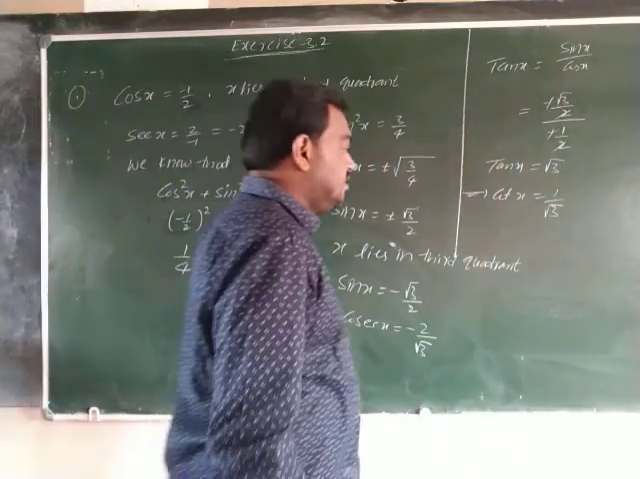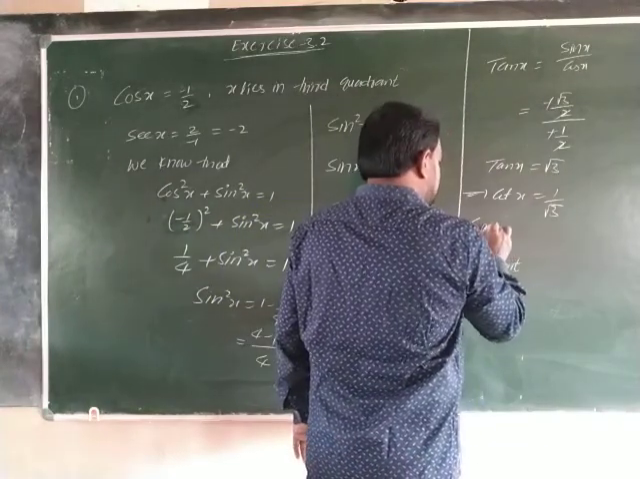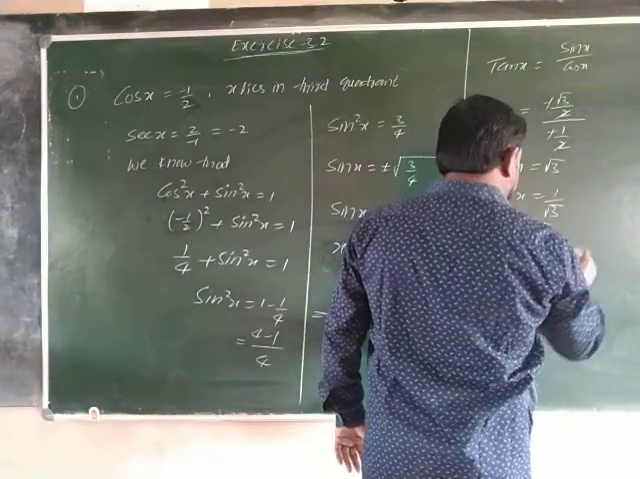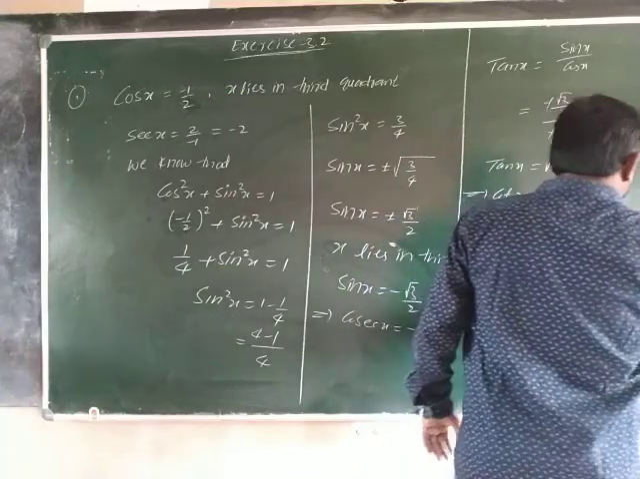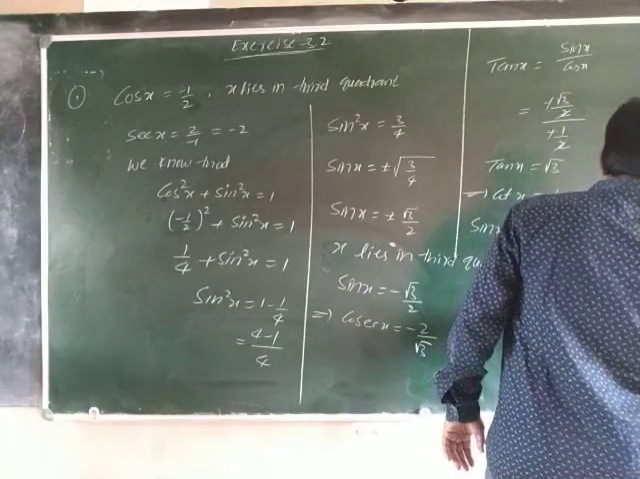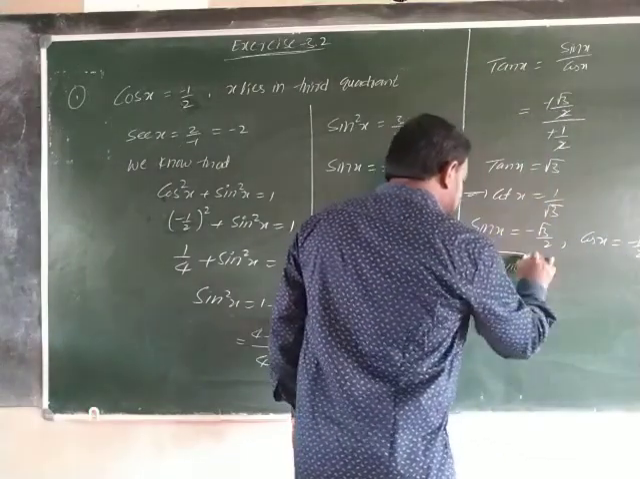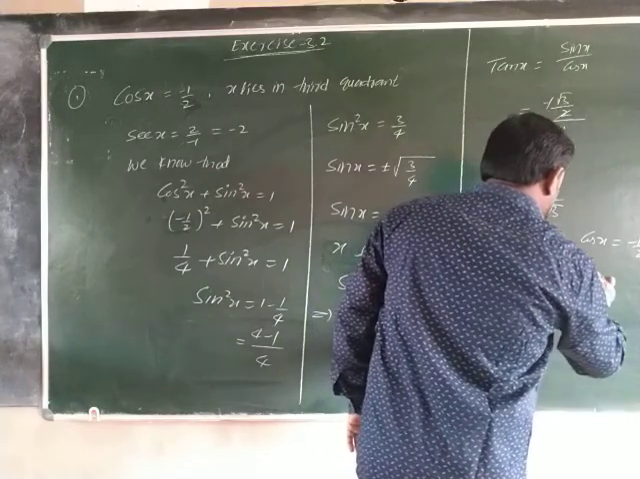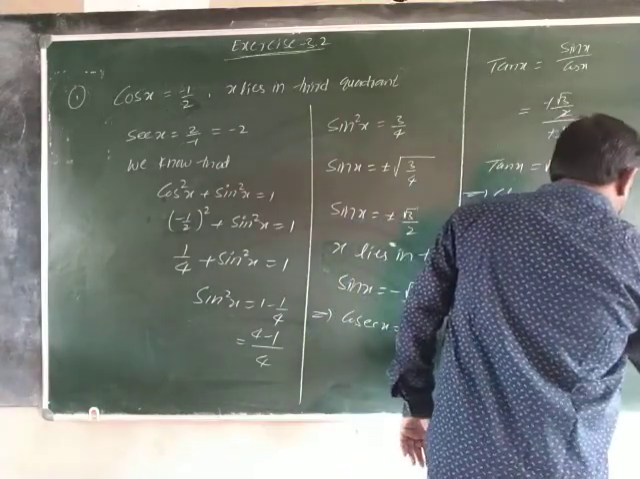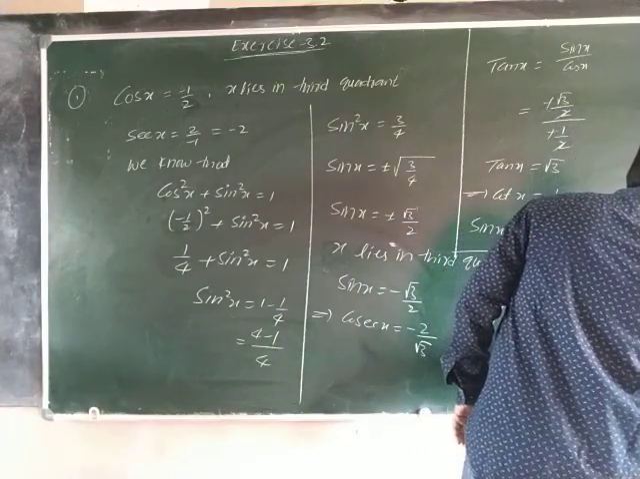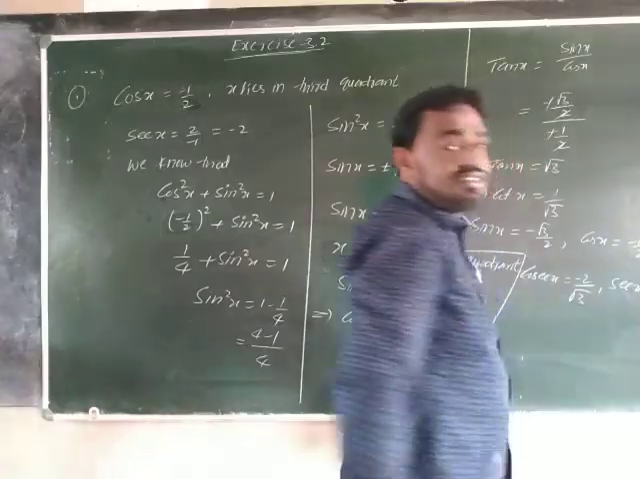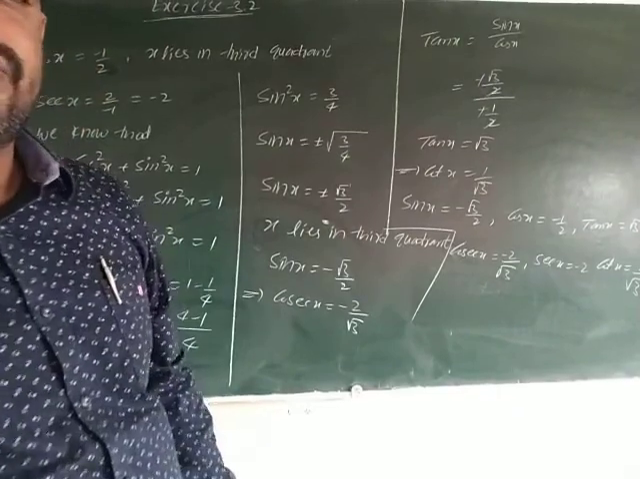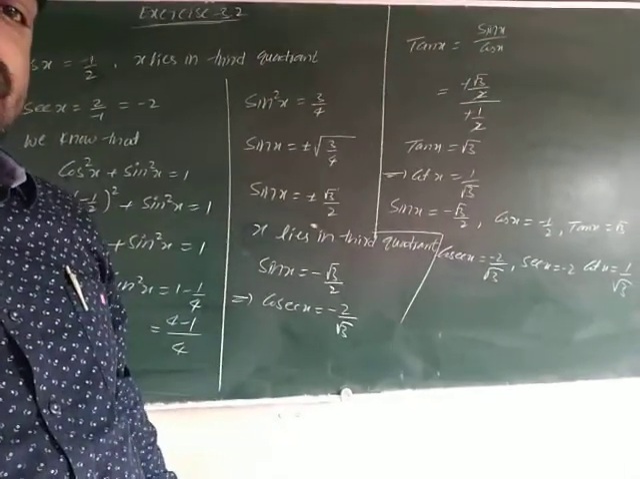That means, what are the other trigonometric functions? Now you write all the values. Sin x is equal to minus root 3 by 2, and cos x is equal to the given value, minus 1 by 2. Tan x is equal to root 3. Next, cosecant x is equal to minus 2 by root 3. Secant x is equal to minus 2. Cot x is equal to 1 by root 3. These are the complete trigonometric function values. Okay, understood? This is the method.